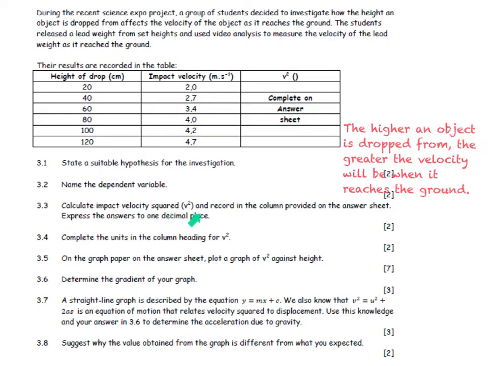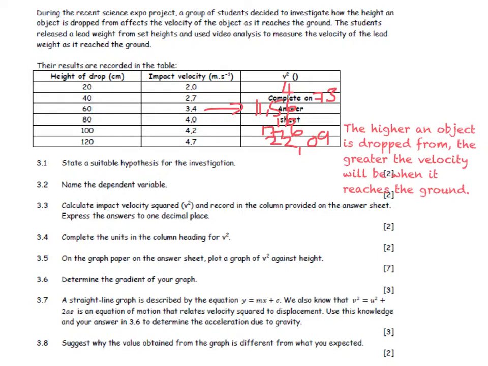Calculate the impact velocity squared and record it in the column that is given to you. So you're going to have 4,7,3, 11,56. So all you're doing is squaring this number each time. 16, 17,6 and 22,09.